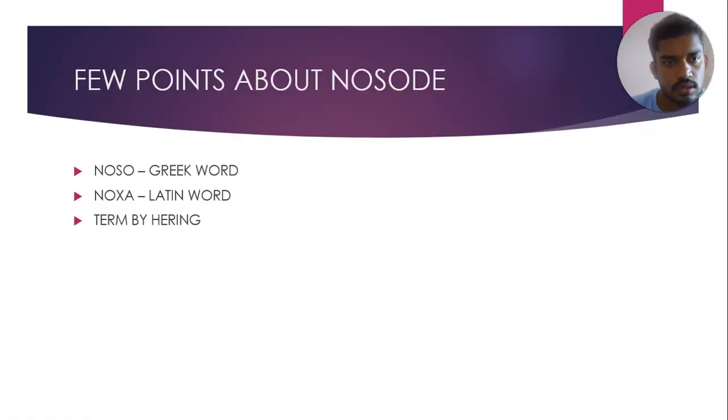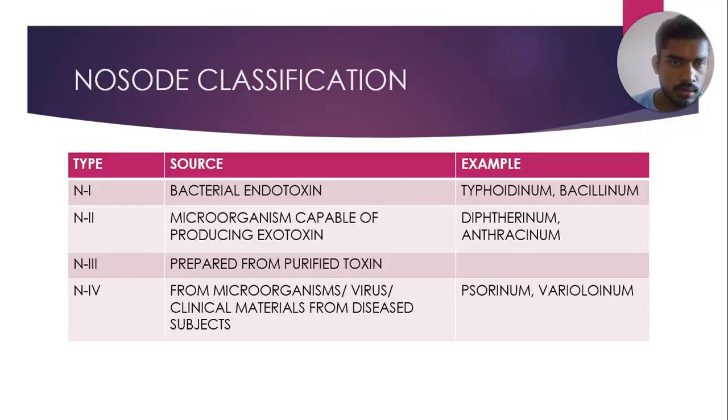Speaking of nosodes, we have noso, a term that comes from the Greek language, and noxa, a term coming from the Latin language, both of which are related to the word nosode. The term is coming from here. Okay, nosode classification: we have four. This classification is on the basis of the material used for the preparation of the nosode.